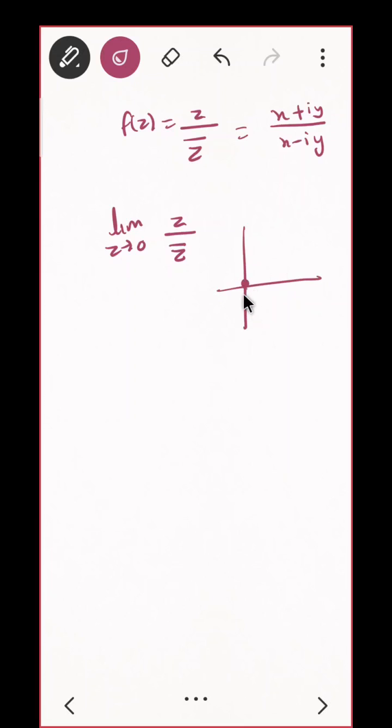z equal to 0 is here, correct? You can come from any side to this place. From every side, the limit must exist, correct? This was the definition. So I'll do one thing: I'll come from this side and this side and check whether the limit has the same value or not. Because if it has different values, then I'll say that the limit does not exist, because it should go to a unique point.